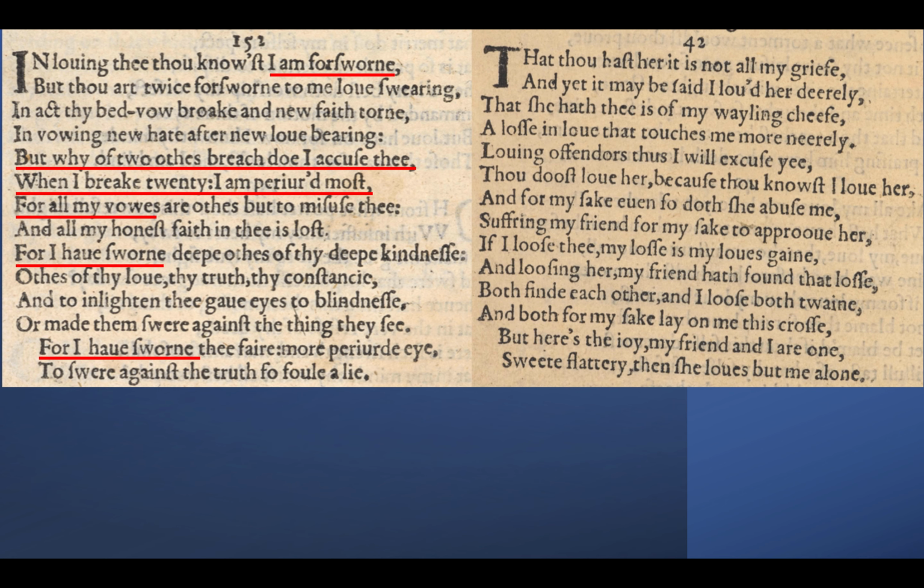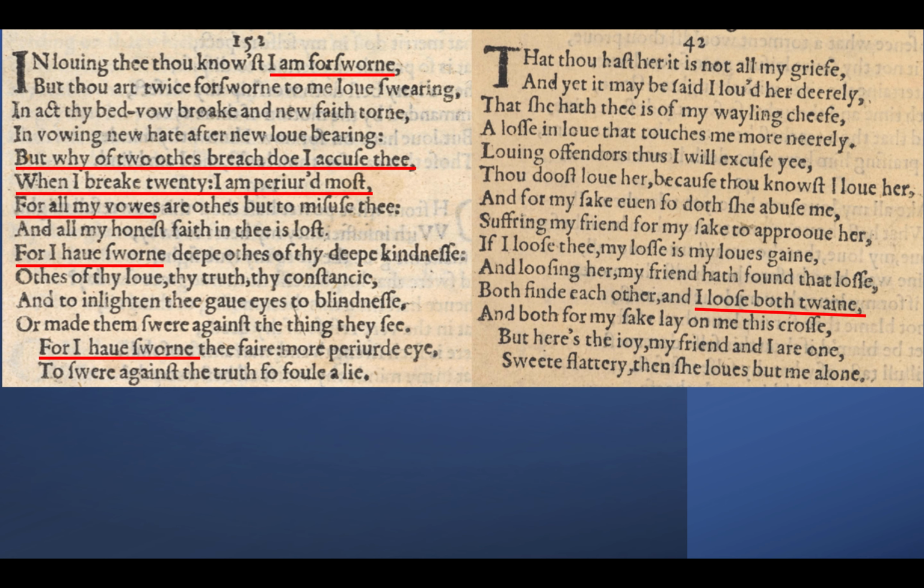Why is he perjured most? Well, because "I am forsworn. But why 2 oaths breached do I accuse thee? For all my vows," he's sworn, "for I have sworn, for I have sworn." He's literally saying this 4 times, that he's sworn 4 X's, 4 T. So he doesn't want to break his oath.